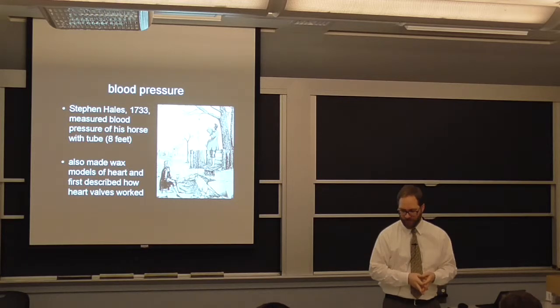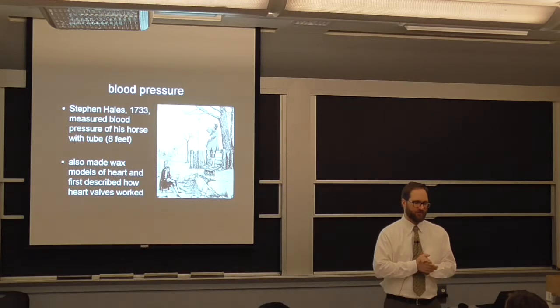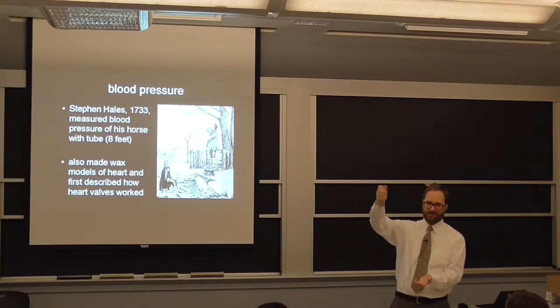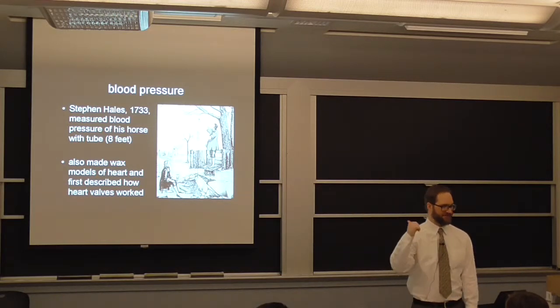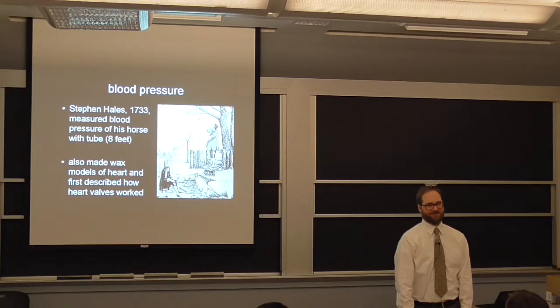And we'll talk more about heart valves. But one of the things he did was he measured blood pressure in animals. Not in the most humane way, I guess, but he would take the animal and take its carotid artery and put a pipe in it and let the blood pressure rise. And he measured the blood pressure, of course, like this, for example, measured at 8 feet.